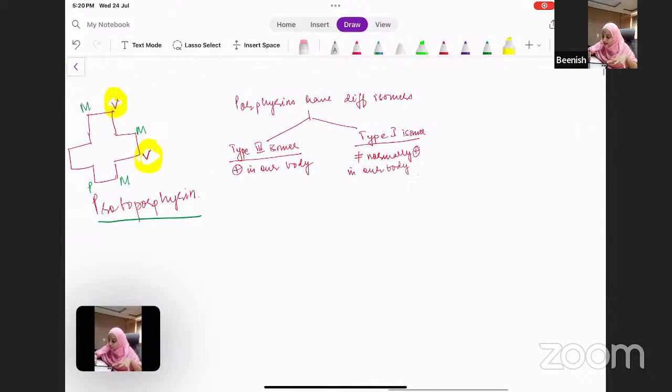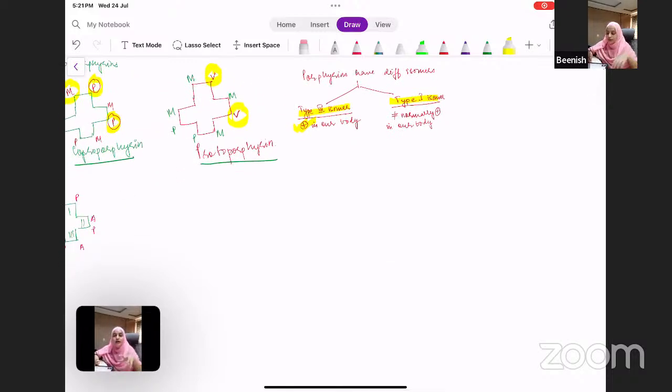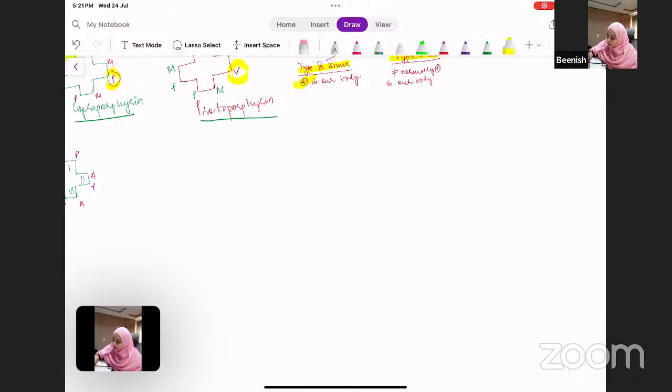So porphyrins are having different isomers, out of which two isomeric forms are important, type 1 and type 3. So your type 1 is not normally occurring in the body. It is synthesized only when enzymatically your type 3 isomer is not synthesized, whereas your type 3 isomer, they are present in the body. And your protoporphyrin 9 belongs to the type 3 isomer series. Okay, now before moving forward, so we have seen the structure of heme.